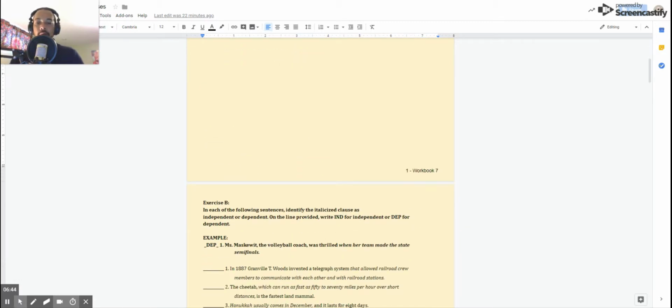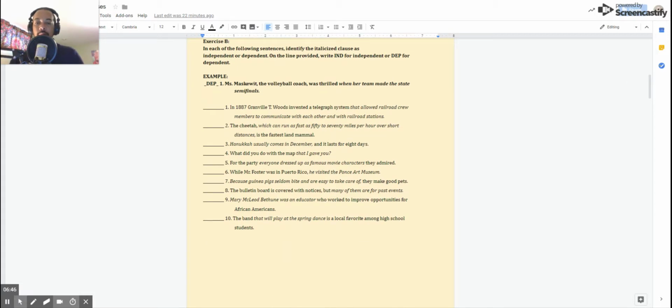Moving on to exercise B, let's look at number 3. Hanukkah usually comes in December. That's what we're identifying. That could very well just be a complete thought. So we could have had a period there. It already has the capitalization there. So that is an independent thought. We have the word and there, which we recognize as one of the fanboy conjunctions. And because it's and, we know that it's going to be joining independent clauses. And just to double check, we would look at the last part of it where it says it lasts for 8 days. That is also a complete thought. So that whole context makes sense.